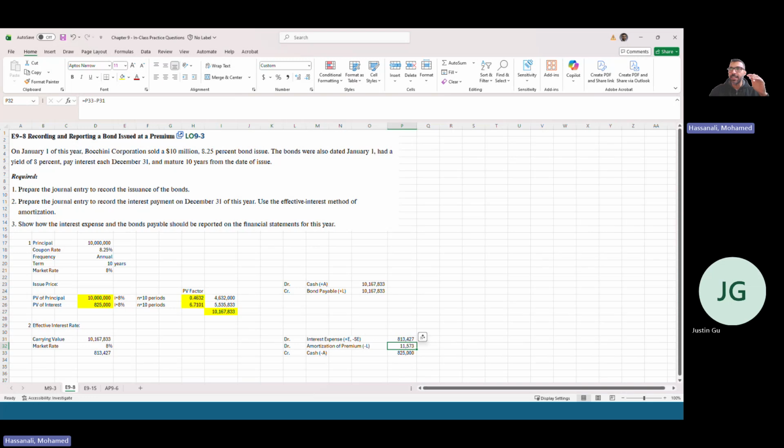And that's simply saying that our bond started at 10,167,833. This is higher than the face value of our bond. We need over time to bring that 10.16 million down to $10 million. So therefore, at the first interest payment, we are going to reduce it by 11,500 so that it gets closer to that $10 million. You're going to keep doing this each interest payment until the value of the bond in the 10th year comes down to $10 million.